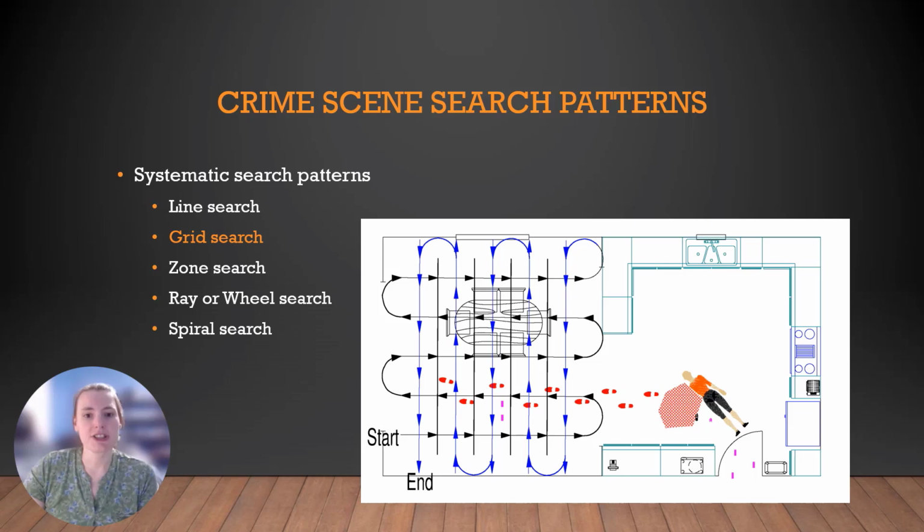Indoors, the grid search typically refers to two line searches that overlap at 90-degree angles. As you can see from this photograph, the investigator first walks through the scene north to south. Then the investigator switches direction and completes the search moving east to west. The advantage of this type of search is that it provides multiple passes over each area, and that helps investigators make sure that they have not overlooked important evidence.